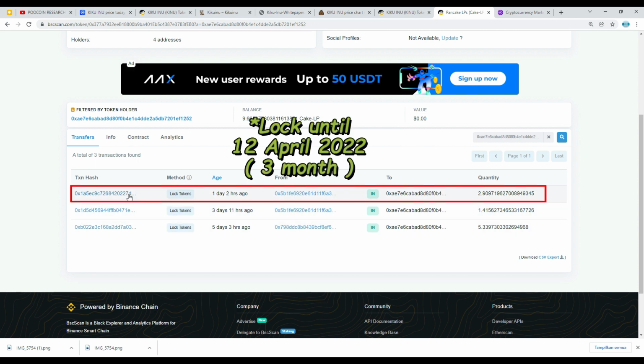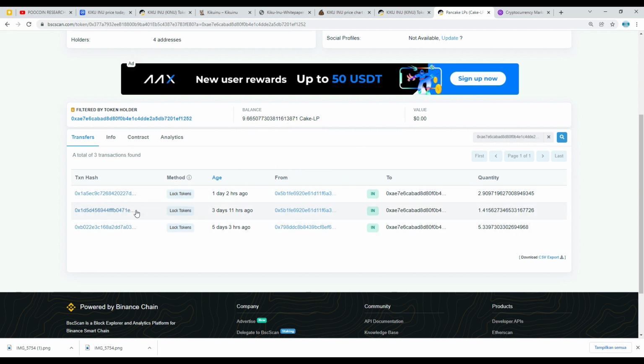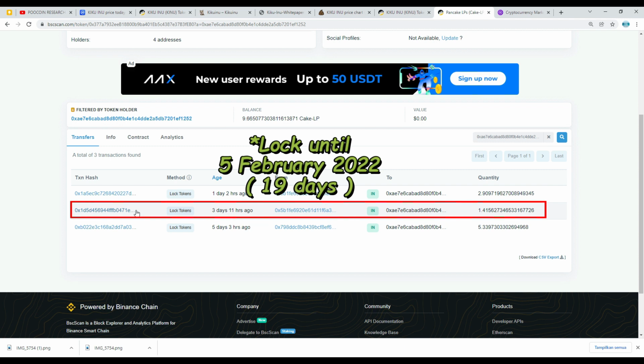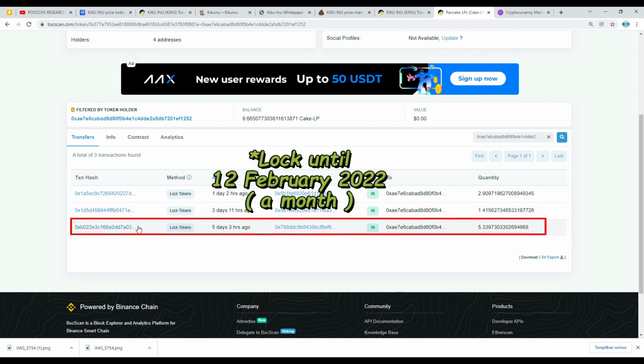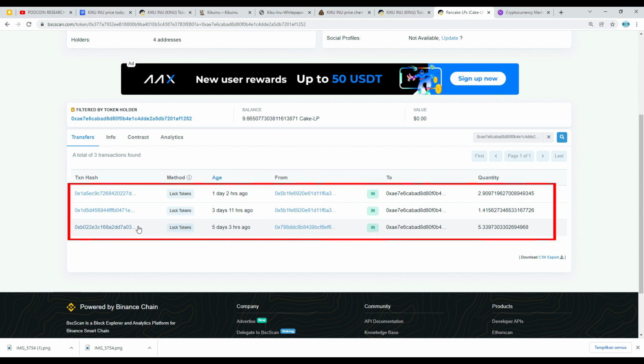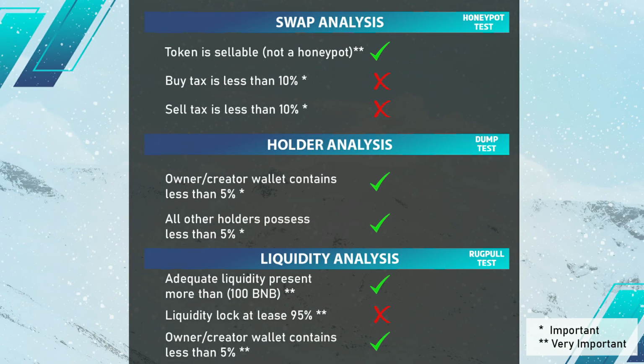The first phase, it's locked for about 3 months. Second phase, it's only locked for 19 days. The third phase, with the largest amount of liquidity, is only locked for a month. Of these 3 phases of locking, none of them have been locked for more than 6 months. That's not good.